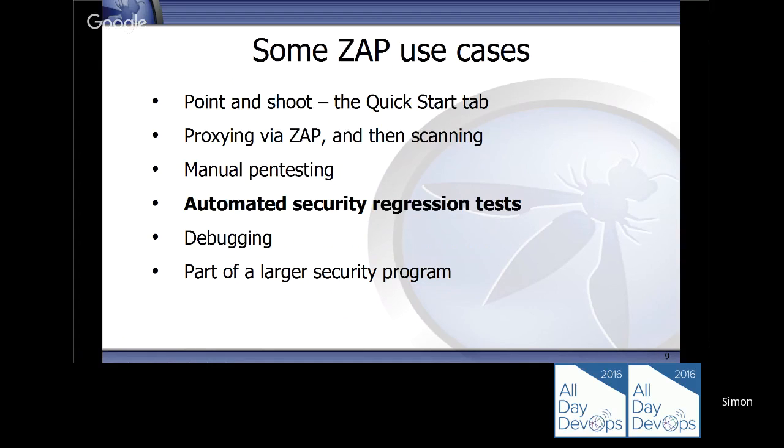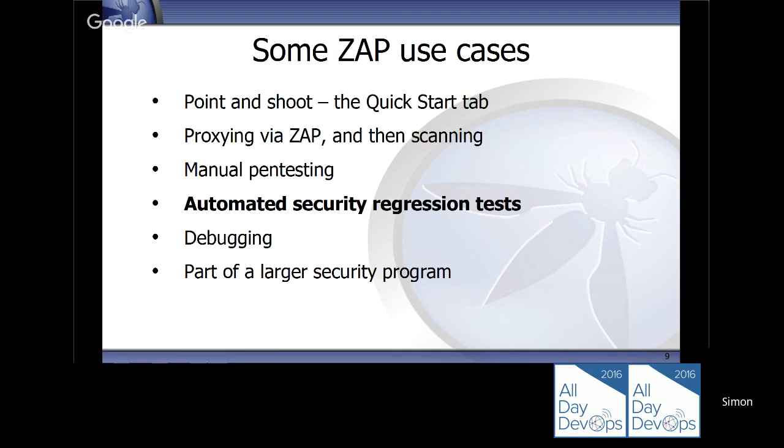Obviously, I'm going to talk more about the automated security regression tests, but you can use ZAP as a debugger. I've done that before, where if you're using a JavaScript library and there's some interaction with your website and something is going wrong, you can put ZAP in between, you can see the traffic that's flowing across, you can change it on the fly as well, so you don't need to change the source code and redeploy to see what happens.